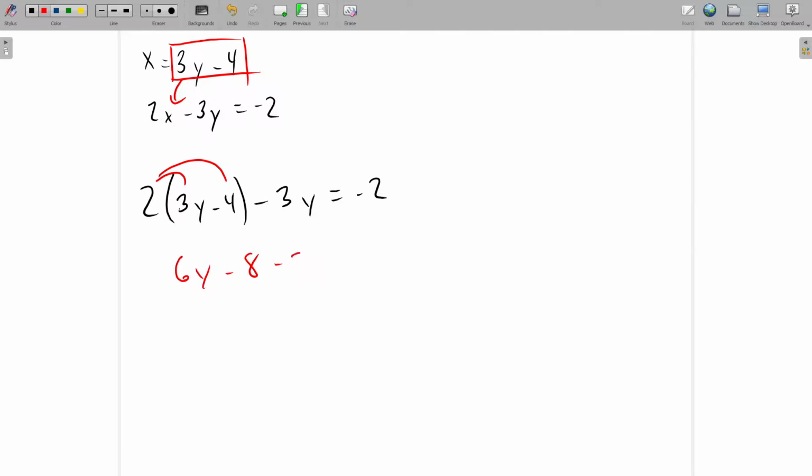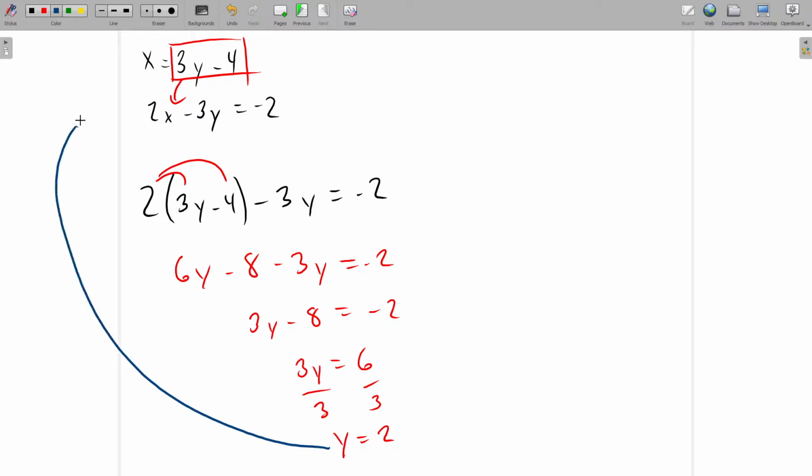6y minus 8 minus 3y is equal to negative 2. Combining like terms, we get 3y minus 8 is equal to negative 2. Moving the 8 to the other side, we have to add it. Alright, so 3y is equal to 6. And dividing both sides by 3, we get y is equal to 2.